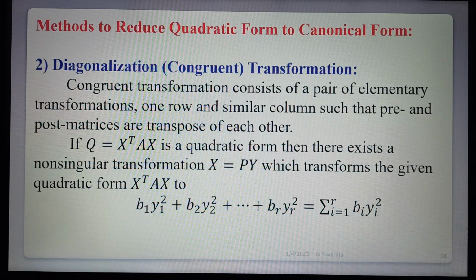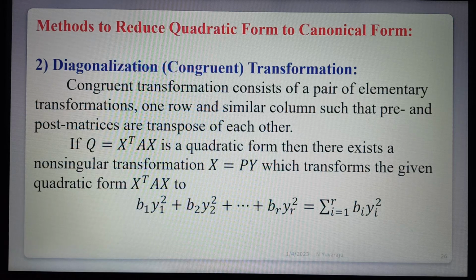The given diagonalization transformation must consist of similar transformations, one row and the same column, using the same operation on row and column, that is, on the pre matrix and the post matrix. Row operation on the pre matrix, column operation on the post matrix. So that is a pair of elementary transformations, a similar transformation.